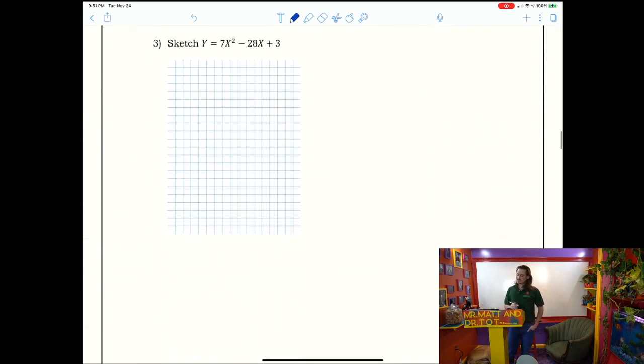I'd like you to look at y is equal to 7x squared minus 28x plus 3, please. Take a few moments, pause the video, and then look at the solution.